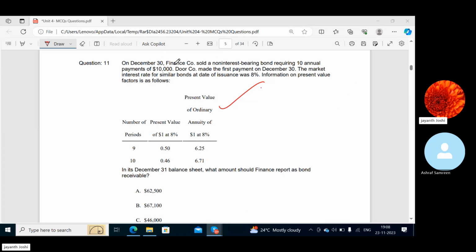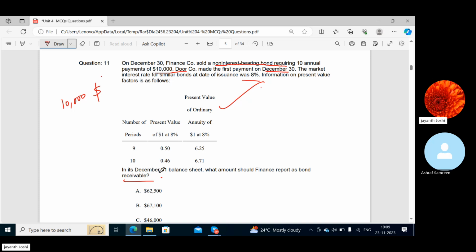On December 30, a finance company sold a non-interest bearing bond. A non-interest bearing bond is a deep discount bond, right? It requires 10 annual payments of $10,000, fixed payments, with the first payment made on December 30 at the end of the year. The market interest rate for similar bonds is 8%. They're asking what amount the finance company should report as bond receivable. So you have to find out the bond price. Can you do this?